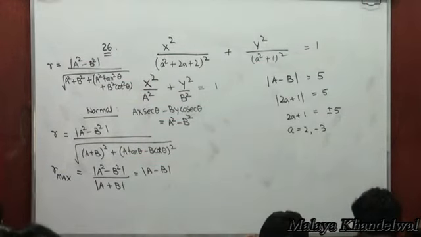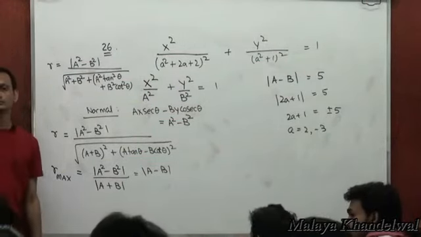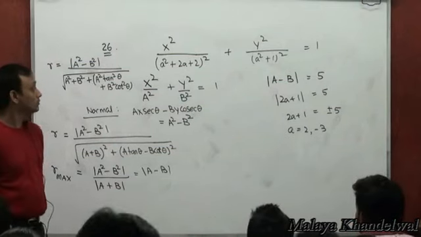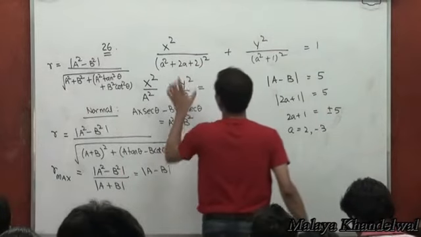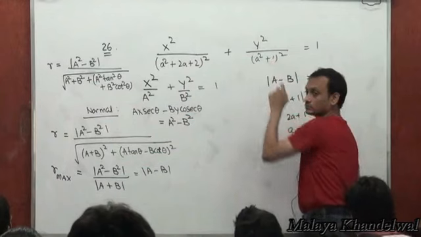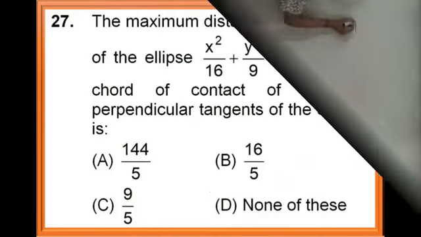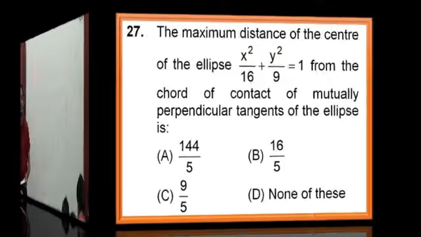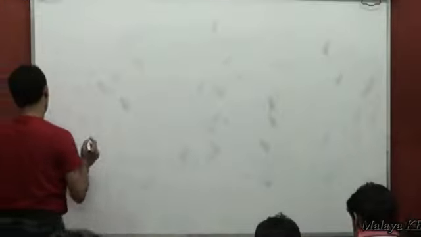Confused? No? Sorry? This 2a, 2 minus 1. Twenty-seven.